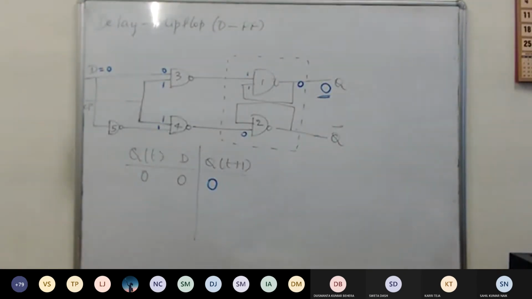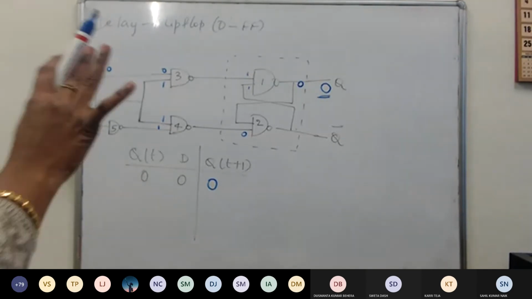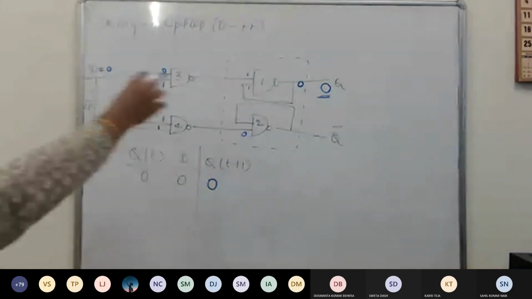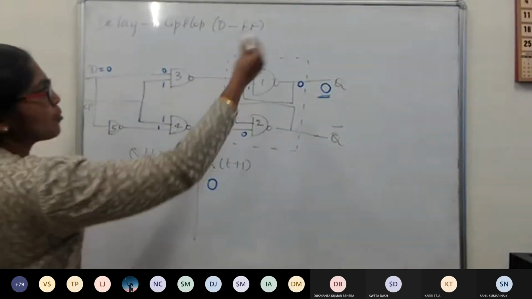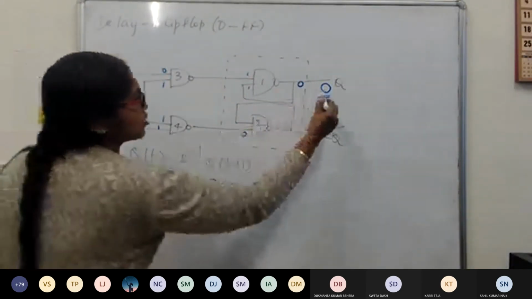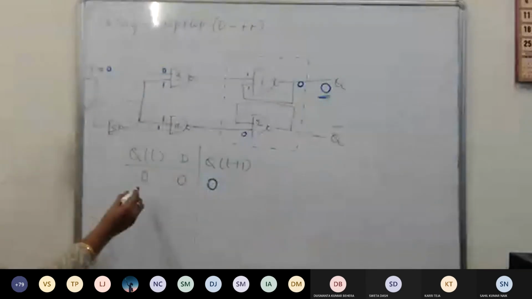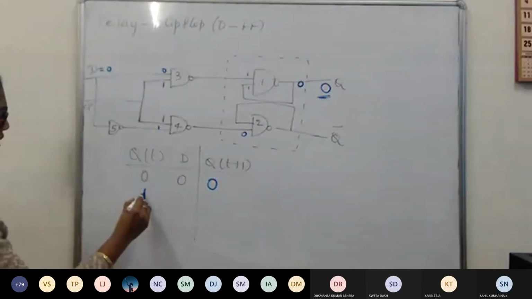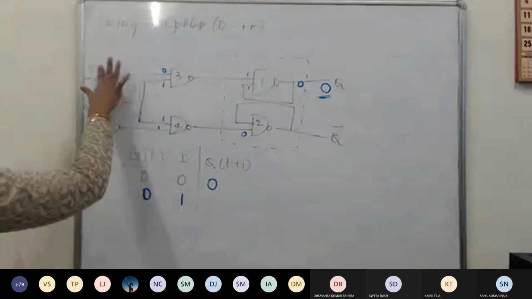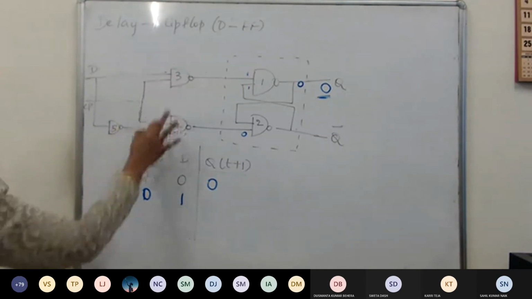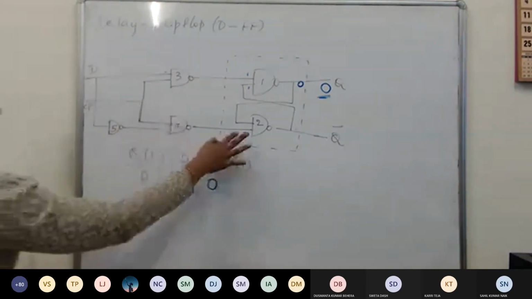You can evaluate. For this circuit, don't memorize anything. I have given you the circuit. Consider that 0 is there already, then D is given 0. Evaluate what will be Q of t plus 1. This should be the evaluation. Similarly, you can evaluate what will be this one, 0 and 1. So in order to evaluate that, again, you erase this. Okay, so again do the procedure.